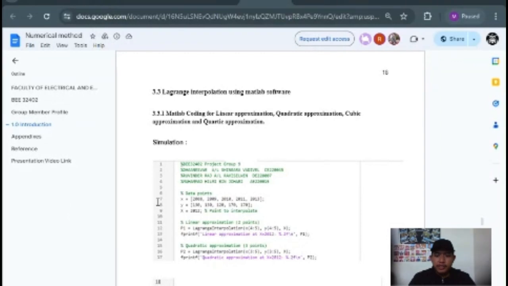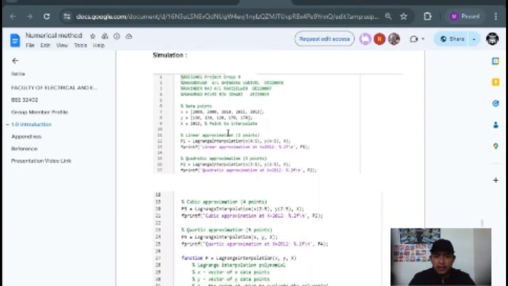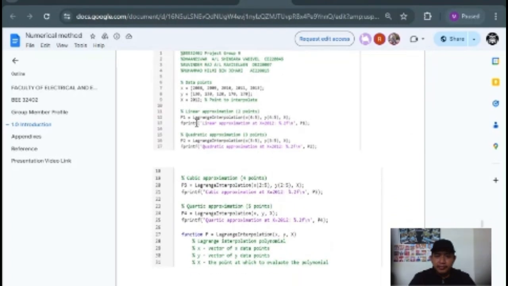So, for the simulation of MATLAB, we also use two methods, which are Lagrange interpolation and Newton divided difference. The first one is Lagrange interpolation. We use MATLAB to find the approximation of linear, quadratic, cubic, and quartic. As we can see in the coding, the first thing we do is input the year and the number of accidents, and then the point of interpolation, which is 2012.